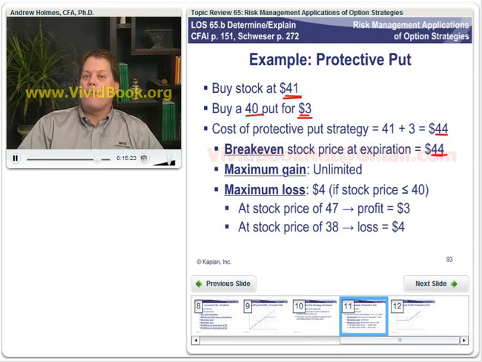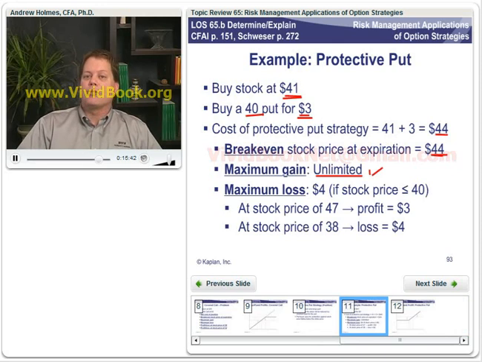What about our maximum gain? Once again, we have a stock here that we get the upside potential on. There is no theoretical upper bound to the value of a stock, so the price of stock could go to 50 or 500 or 5,000 or whatever it is. That is unlimited. You're not limiting your upside potential by taking on a protected put strategy.